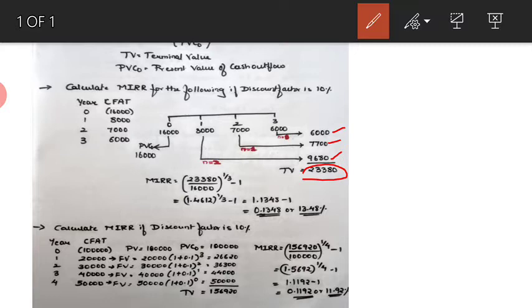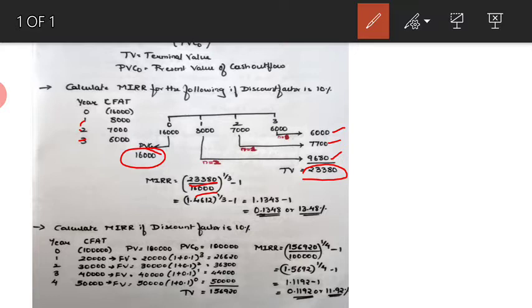What is the formula? MIRR is equal to terminal value divided by present values of cash outflows, raised to 1 by n, minus 1. So the terminal value is 23,380 divided by the present value of cash outflow, which is 16,000, raised to 1 by n. N is 3 years. There are 3 years for this particular project. So n is 3. So 1 by 3 minus 1.